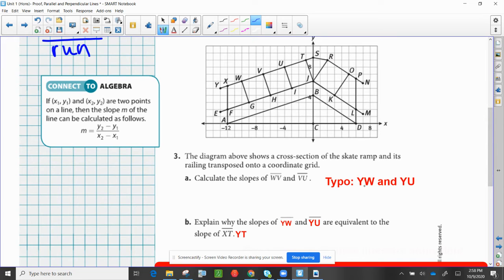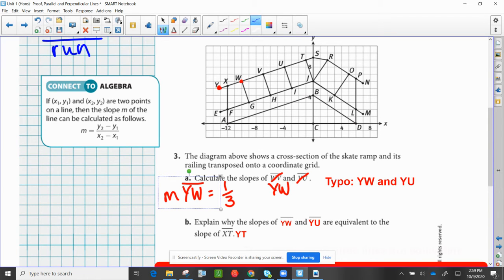Now I just want to point out a couple of typos. Instead of WV, we're going to use YW. And instead of VU, we're going to use YU. So your book has a little bit of typos there. But let's calculate the slopes of those lines. So we have YW. Here's Y. Here's W. If I do rise over run, it looks like it goes up 1 and right 3. Remember, we use M for slope. So the slope of that line was rise over run, 1 over 3.